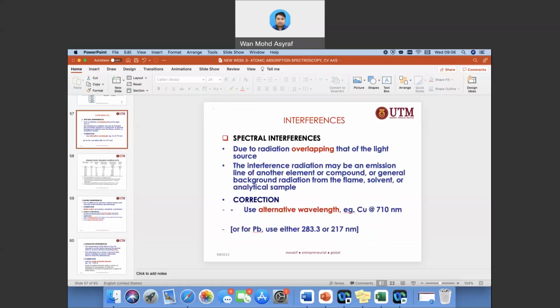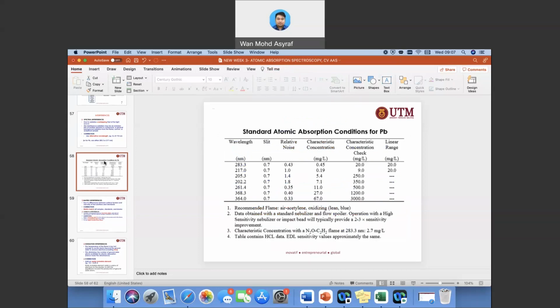All right, so this is due to the overlapping, as I've explained. That's why we have a chopper. Interferences may also come from radiation of another element inside the matrix itself, the one that I've mentioned before. So that is an example of other spectral interferences.